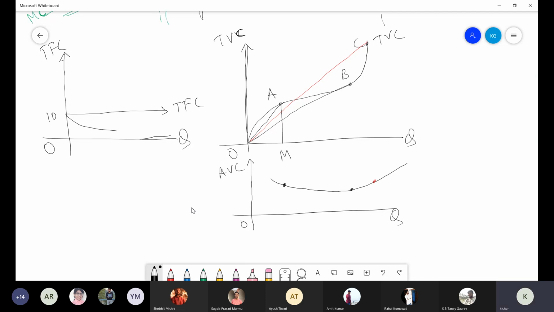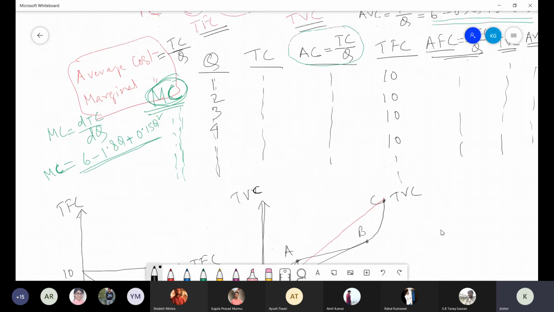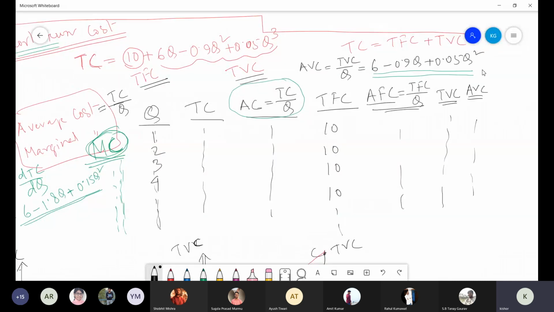If you join these points, you are getting a line something like that. This is called your AVC. You can do it very easily from this equation. AVC also you are getting from an equation. You can easily calculate it. MC you can do it here. You can write it here. Although space was not there, I thought I would not be able to write. Sorry.